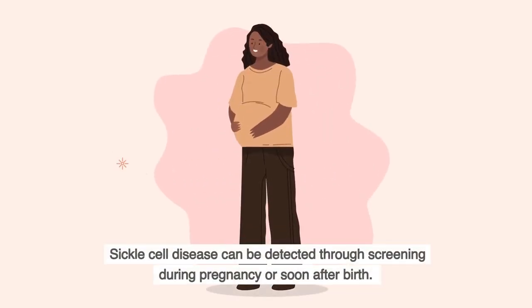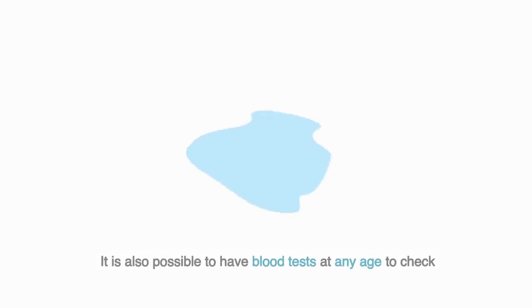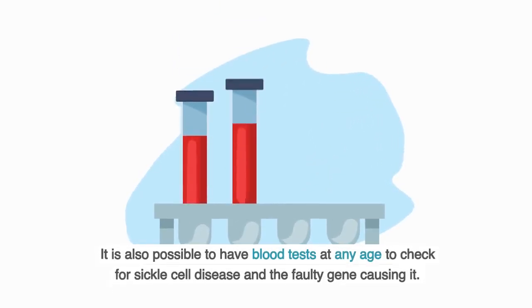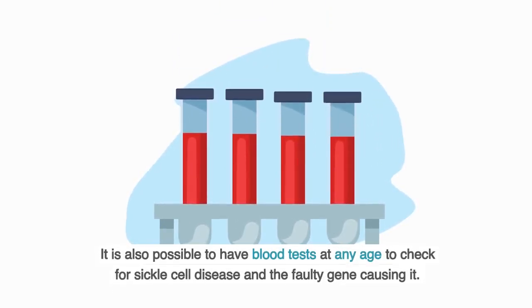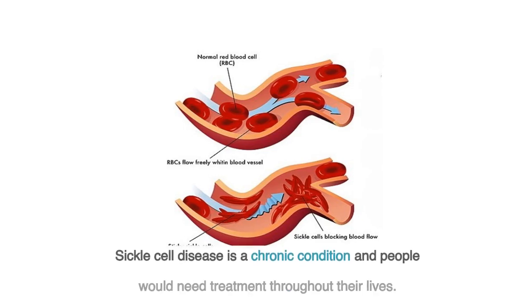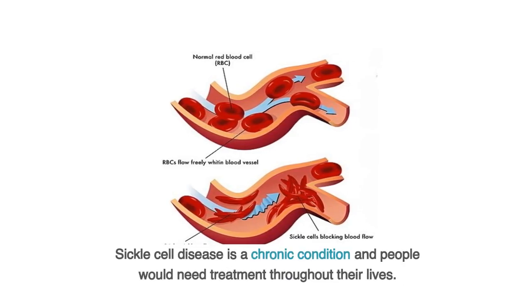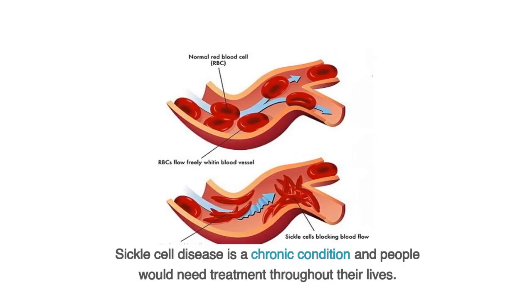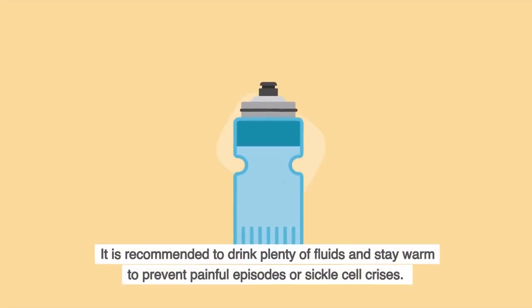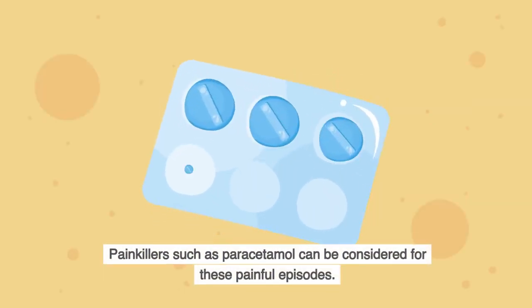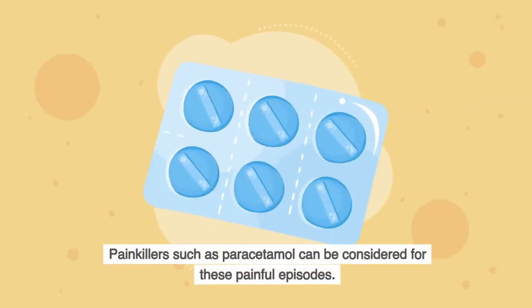Sickle cell disease can be detected through screening during pregnancy or soon after birth. It is also possible to have blood tests at any age to check for sickle cell disease and the faulty gene causing it. Sickle cell disease is a chronic condition and people would need treatment throughout their lives. It is recommended to drink plenty of fluids and stay warm to prevent painful episodes or sickle cell crises. Painkillers such as paracetamol can be considered for these painful episodes.